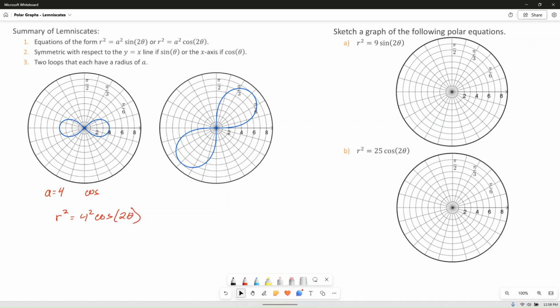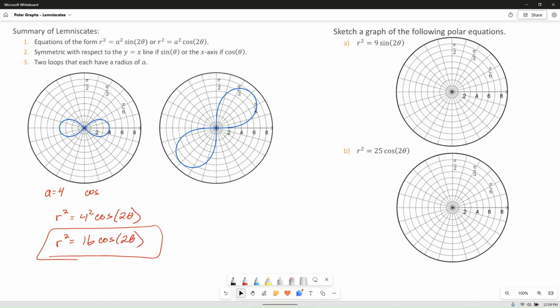And it's always r squared, it's always a squared, and it's always 2 theta. So I could just simplify this really quick. r squared is equal to 16 cosine of 2 theta. All right, let's try another one.